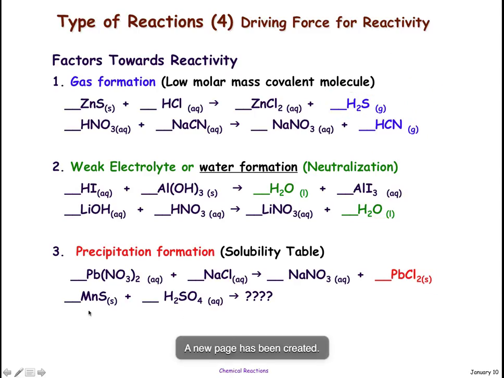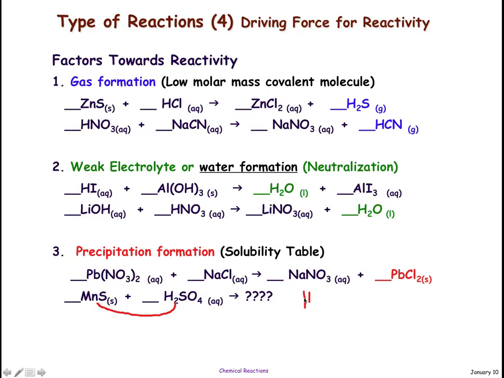This right here, what would be the product in this reaction? It's a double displacement reaction. The hydrogens replace the manganese. You get H2S. And the manganese replaces the sulfate. You get MnSO4.